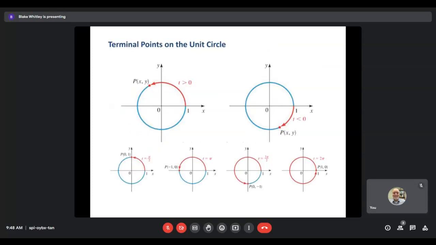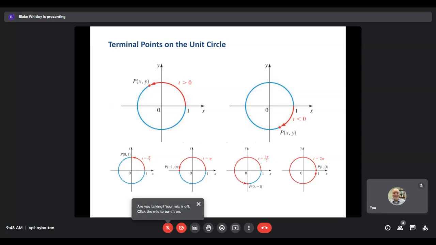All right, now terminal points along our unit circle. Just like we had terminal sides of an angle back in chapter 6, now we're going to have what we call terminal points along the unit circle. Notice here, if we have a t value that's greater than 0, we're going to go in a counterclockwise direction, just like our angles did. But now we're going to end up at a point along the unit circle that has an actual x and y coordinate. If our t value is negative, less than 0, then it's going to go in a clockwise direction instead, just like our angles did.